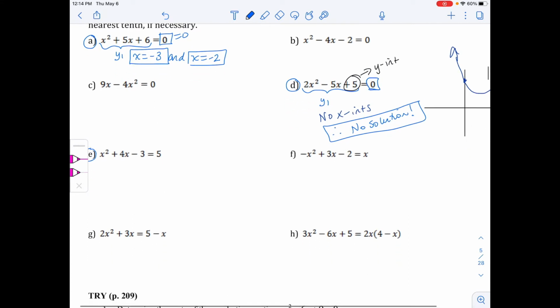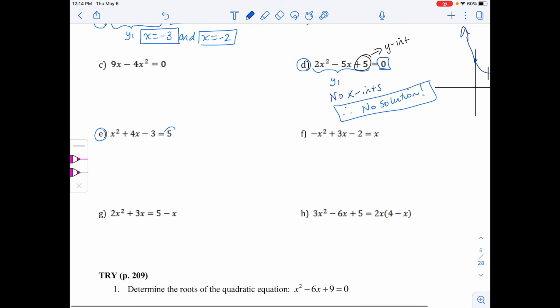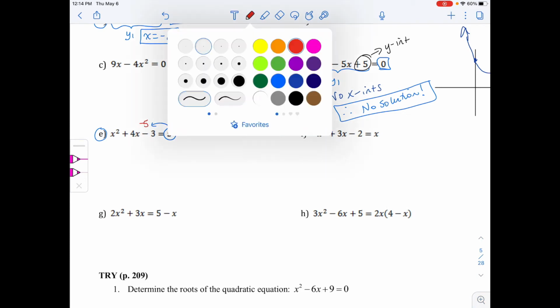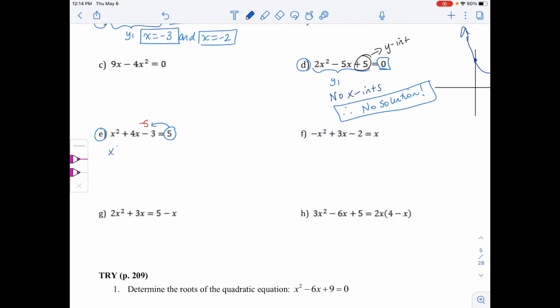So what I want to do for this first one is make this equal to 0 so I can find the zeros of my function. I want to have one function. So I'm going to move over the 5. When I move over a 5, it becomes a negative 5. Now I'm going to simplify my left-hand side. I've got x squared plus 4x minus 8, right? Negative 3 minus 5 is, of course, negative 8.